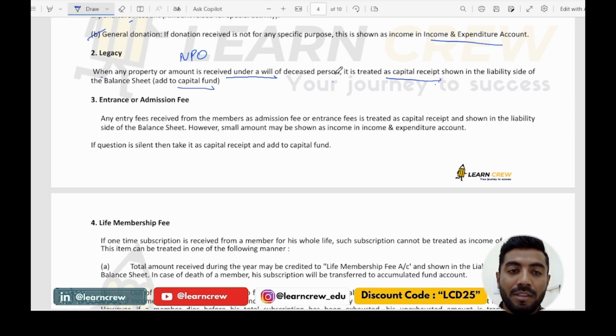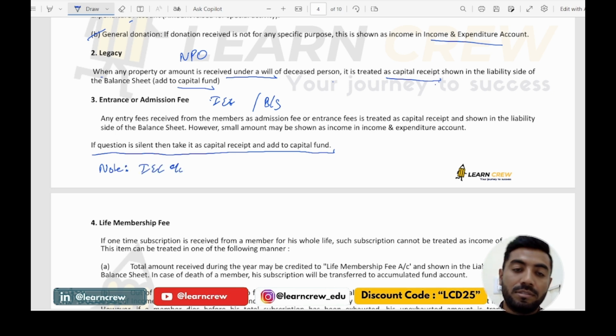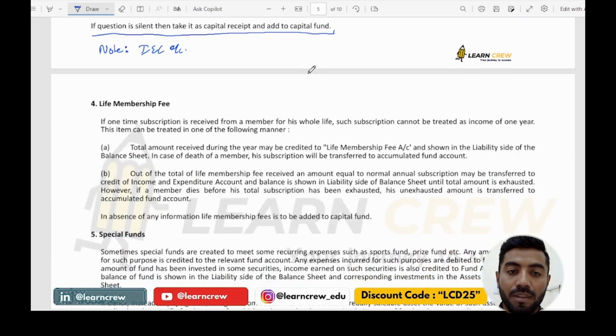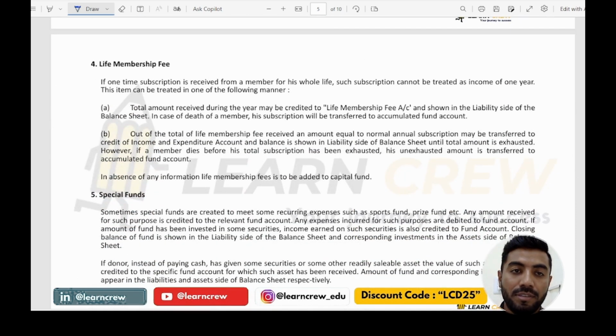Okay. Then coming to entrance or admission fees. So this we already discussed. If it is a small amount, take it in the income and expenditure account. If it is a big amount, take it to the balance sheet. Okay. And if the question is silent, then take it as a capital receipt and add to the capital fund. Even if the question is silent and the amount is very small, then you have to put an additional note in the answer, saying that since the amount is small, you are considering it in the income and expenditure account. Okay.